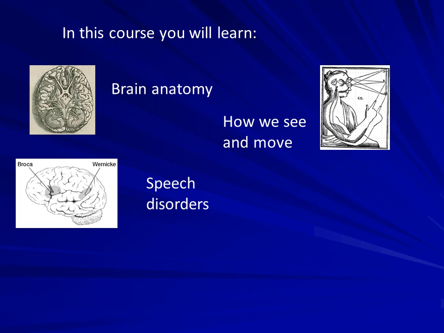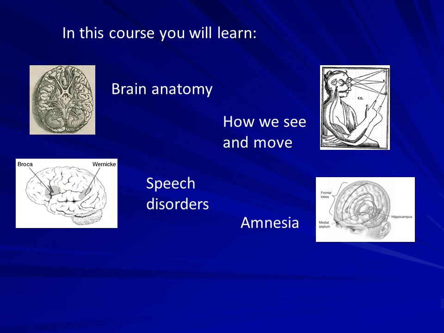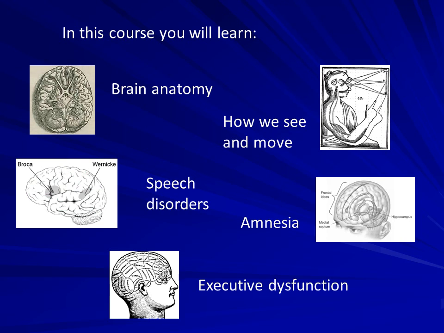We'll talk then about disorders. We'll talk about speech disorders, disorders in producing speech and understanding speech. We'll talk about human amnesia, damage to parts of the brain that produce difficulties in remembering things. And we'll talk about other disorders, for example, executive dysfunction, where you have changes to personality that are associated with damage to the frontal lobes.